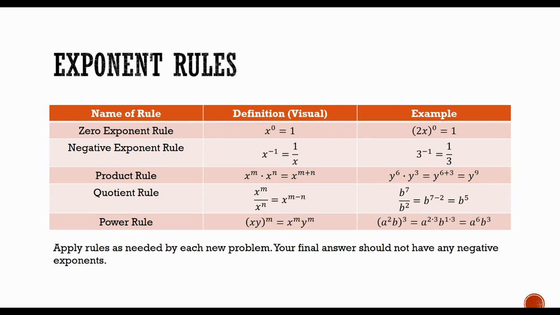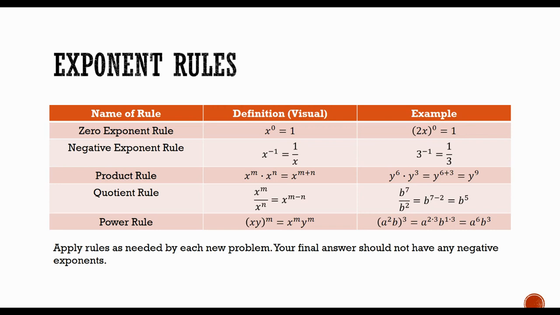Quotient rule states that if we are dividing with the same base, similar to product rule, we actually end up subtracting their exponents. So b to the 7th over b squared, they both have that b base, subtract their exponents to get b to the 5.